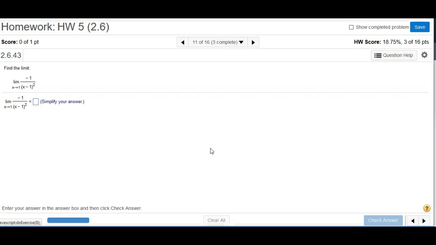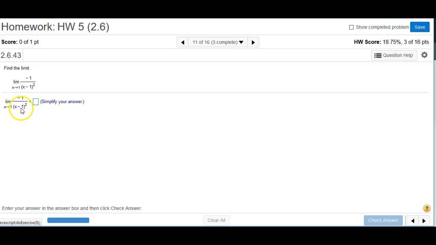Let's keep going forward. Okay, so number 11. Here we want the limit as x approaches 1 of minus 1 over quantity x minus 1 squared. So this is a two-sided limit, right? It doesn't say which side of 1 I'm coming in on, so we have to think about it coming in from both sides. The nice thing about this one is the bottom will always be positive, no matter if x is coming in from the left of 1 or the right of 1. So I can just think of it as the two-sided limit.